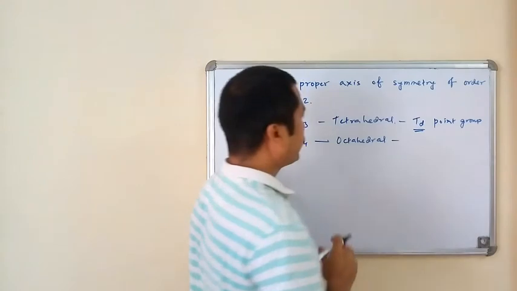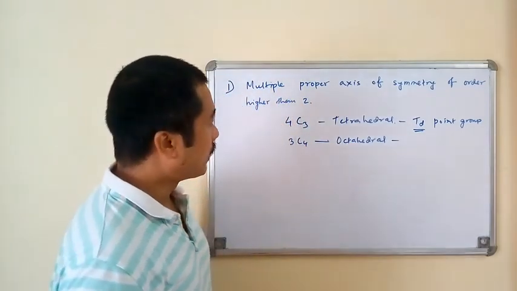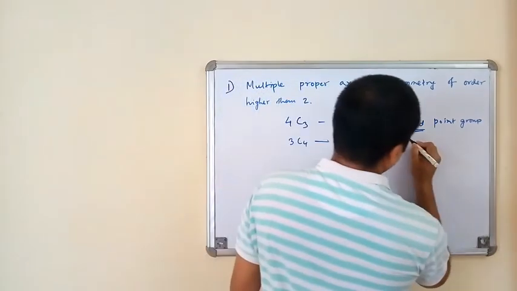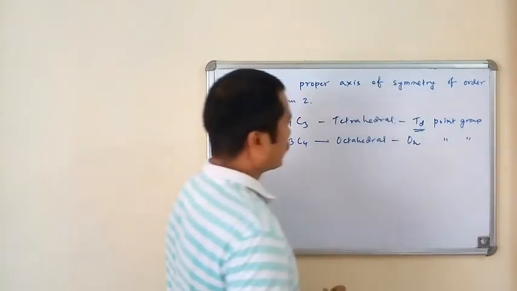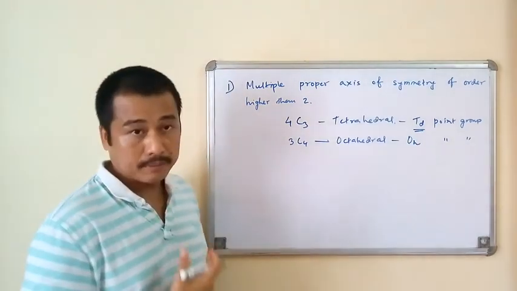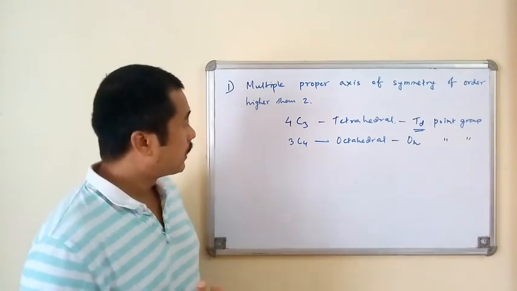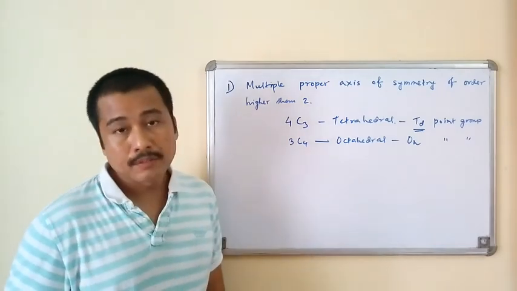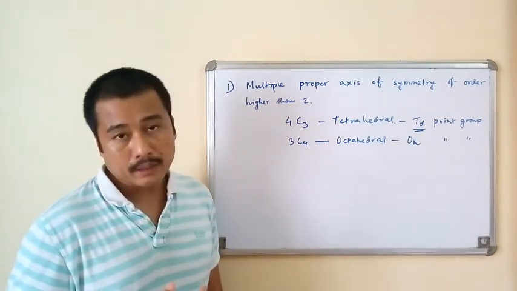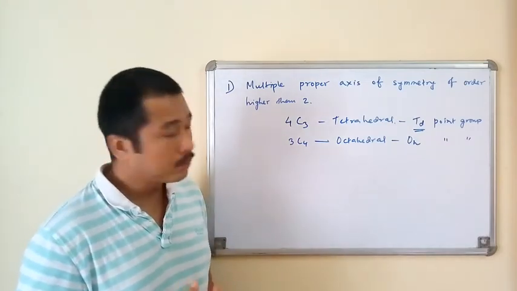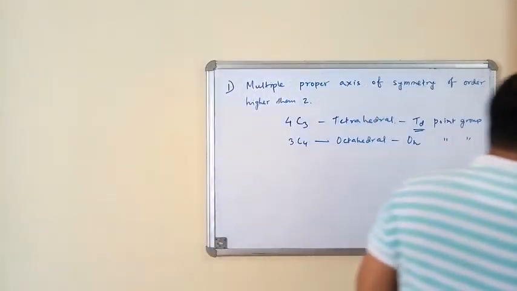Similarly, the 48 symmetry operations that are present within an octahedron, we designate the point group as Oh point group. So these are different types of highly symmetric molecular point groups. We also have, for example, the icosahedron, which contains multiple proper axes of symmetry of order higher than 2, and so on. There are several other types of highly symmetric systems.